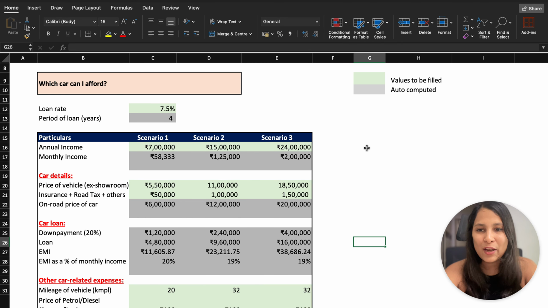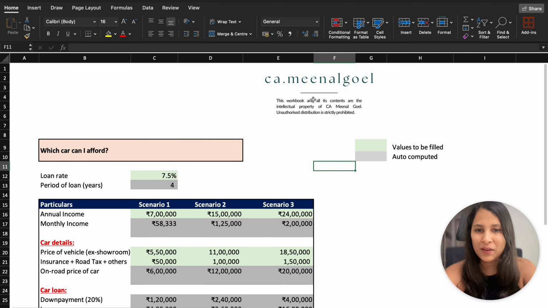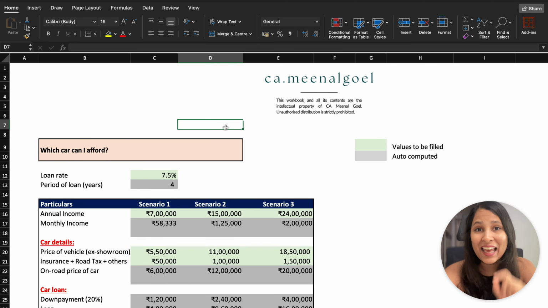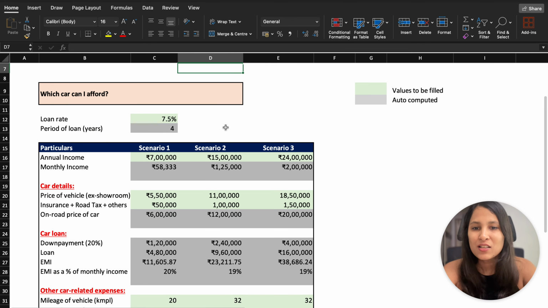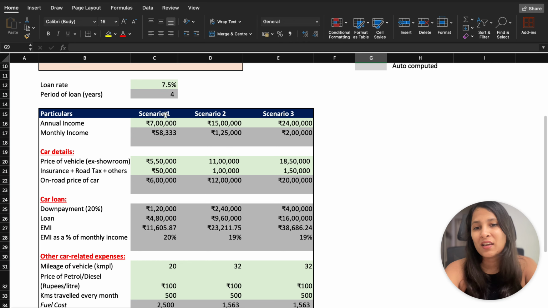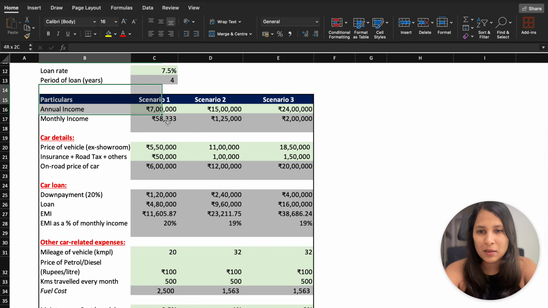Great. I hope my screen is visible. This is a financial tool that I have prepared that will help you decide which car you should buy, or whether you can actually afford a car or not. Over here, again, the rules are the same. You only have to touch the green cells. Please do not touch the gray cells. They are auto-computed.